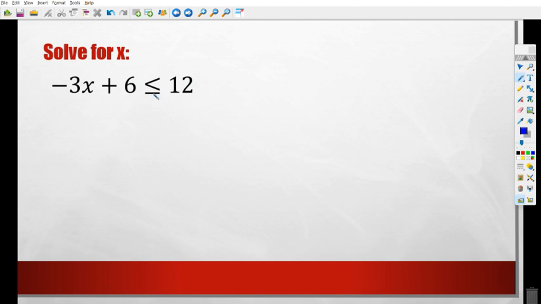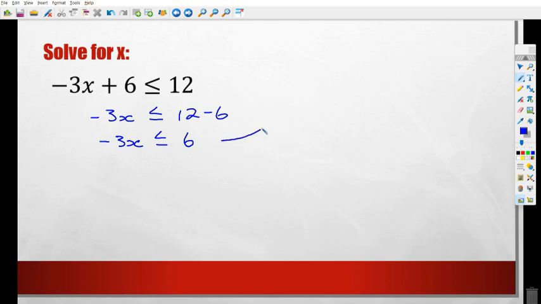So let's just work up until this step. What we're going to do is take all the numbers across. We know how to do that. Smaller than or equal to 12 minus 6. So I'm going to have negative 3x smaller than or equal to 12 minus 6, which is just 6. Now over here, I'm going to stop here, and I'm going to pause.